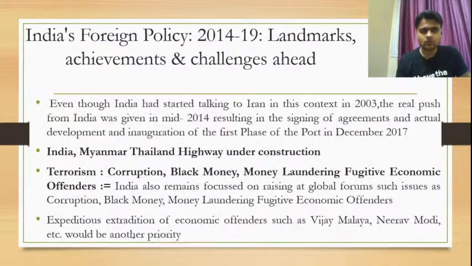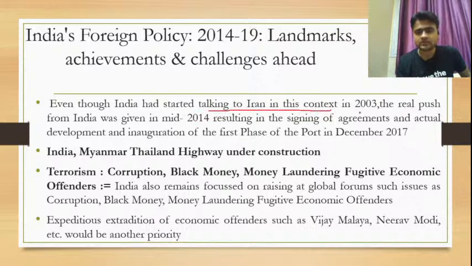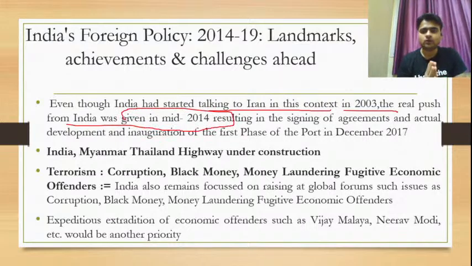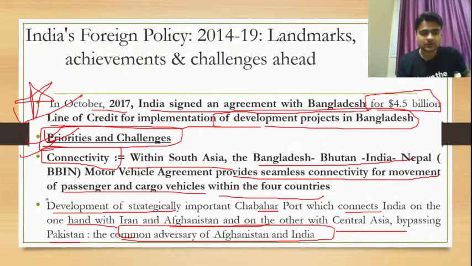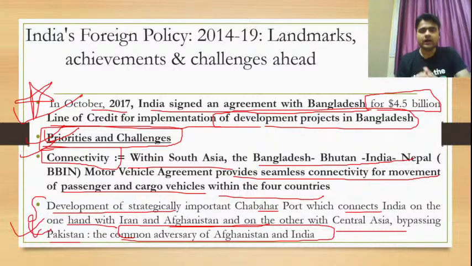Now, what are the challenges to these? The challenge is that even though India started talking to Iran in this context in 2003, the real push from India was given in mid-2014. That is 11 years of delay it took for us to sign the agreement. And finally, the first phase of the project was inaugurated in December 2017. So the challenge here is that whichever agreements we bring, we have to speed them up, and we have to minimize the differences. This is one challenge.